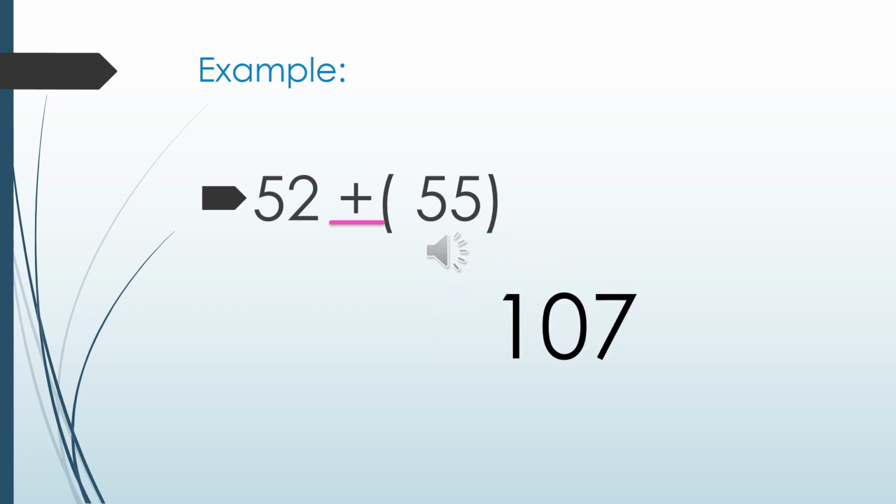Let's go over example number 2. In this case, we're going to identify if it's adding or subtracting. Well, it is adding. So 52 and 55 have the same sign. So you're going to add them up and keep the sign. Your answer will be 107 positive.